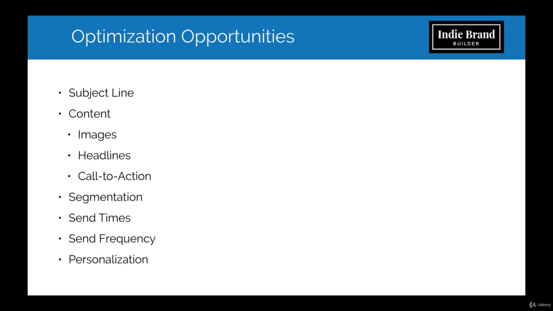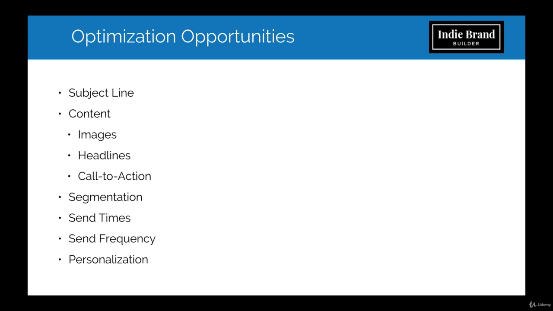So what are the opportunities for optimization? Well, I'll cover some high-level ideas here. So obviously your subject line is what people are going to initially respond to when they are considering whether or not to open your email. And chances are, if they know who your brand is, they know that this is going to be a marketing-related email. And in fact, they've opted in, so they've signed up with that knowledge.